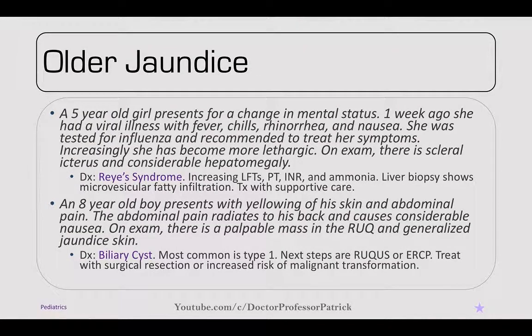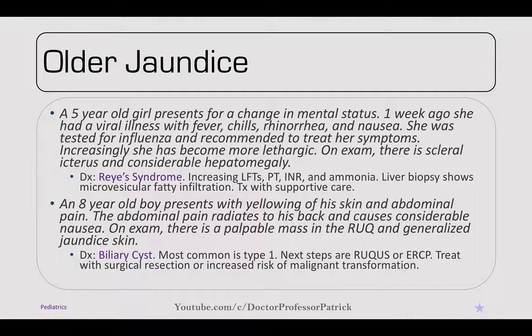Some older jaundice questions. We've got a 5-year-old who presents with a change in mental status 1 week ago. She had a viral illness with fevers, chills, rhinorrhea, and nausea, and she was tested for influenza and treated for her symptoms. Increasingly, she's become more lethargic, and on exam, there's scleral icterus and considerable hepatomegaly. So this is Reye's syndrome. You want to look for increasing LFTs, PT, INR, and ammonia, and liver biopsy will show microvesicular fat infiltration, and you can only treat this with supportive care.